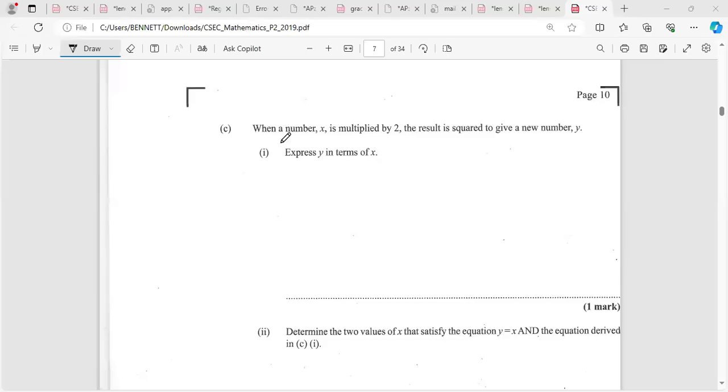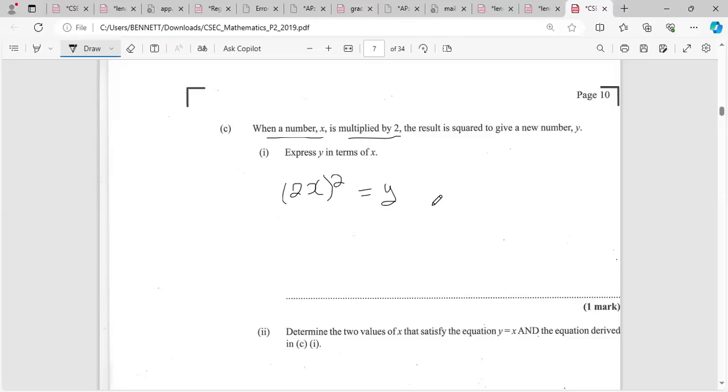Alright, so when a number x is multiplied by 2, the result is squared to give a new number y. We could just do what they say step by step. So you say x is the number, right? So you write x multiplied by 2. The result is squared. So whatever it is, you have to square the result. That means you put it in a bracket, right? And that is equal to y.